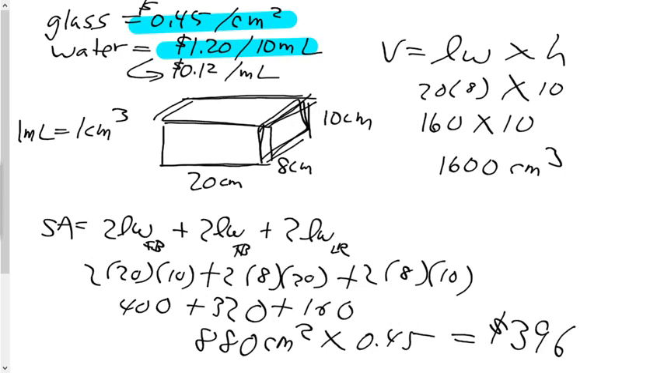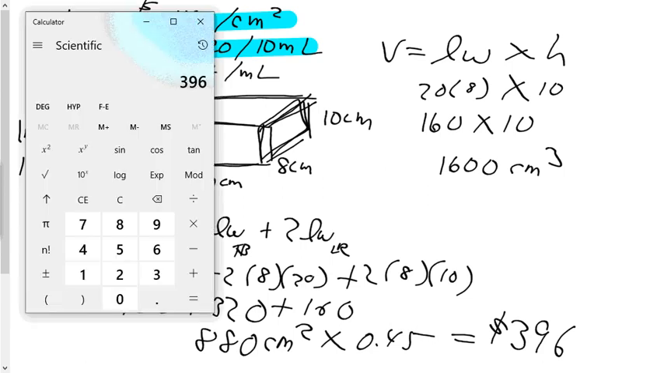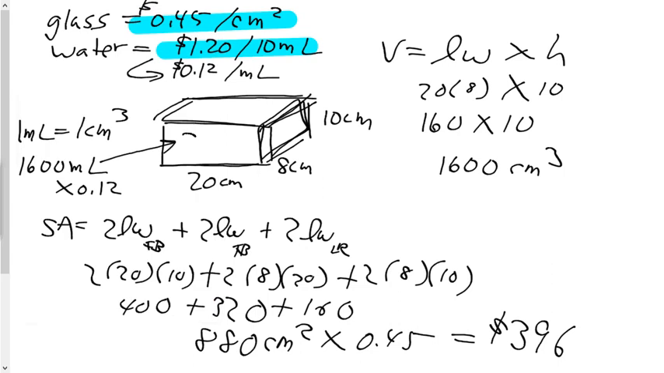So 1,600 cubic centimeters would be 1,600 milliliters it would take to fill that container, right? And if each milliliter is 12 cents, we're going to take that and multiply it by 0.12, and that will be the cost of filling it. So 1,600 milliliters of liquid multiplied by the cost of 12 cents per tells me it is $192 to fill that box.